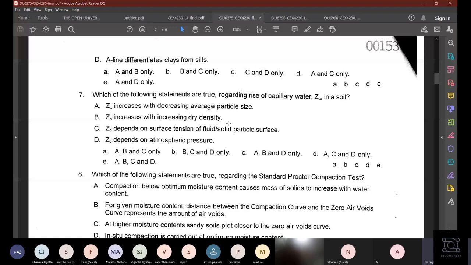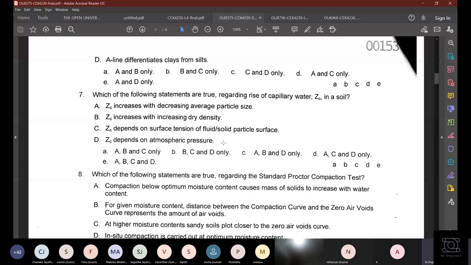So in such cases, when you place a capillary tube, the rise would be much higher, because it has a high amount of pore water within it and with a high pressure. So it will increase to high heights. And statement C depends on the surface tension, obviously. It does not depend on atmospheric pressure. There is no relationship between capillary rise and atmospheric pressure, right? So A, B and C are correct. So option A. Next is regarding the Proctor test.